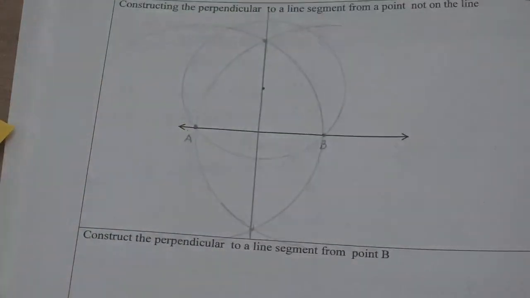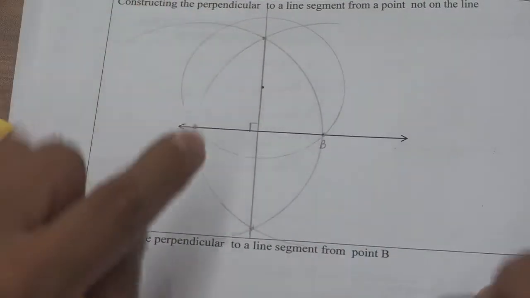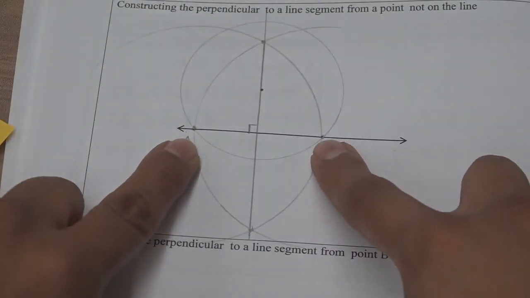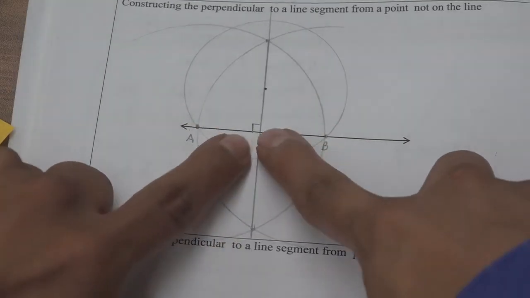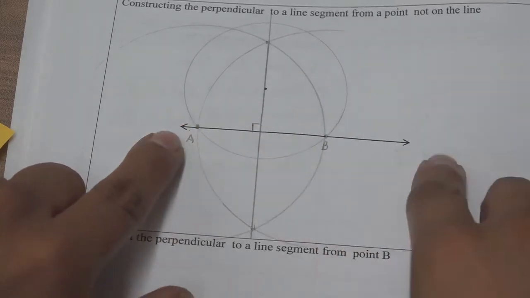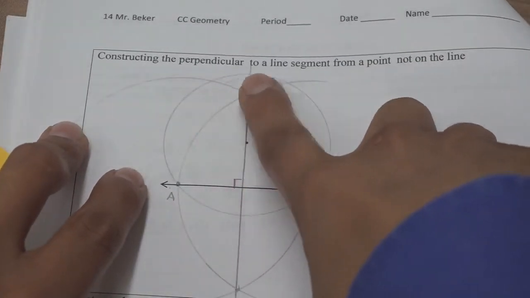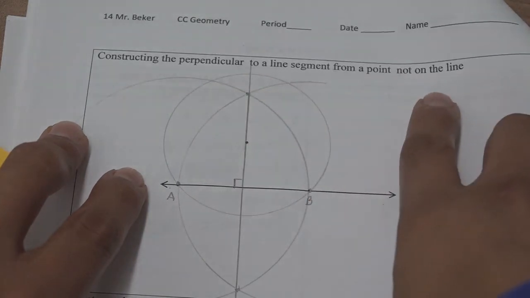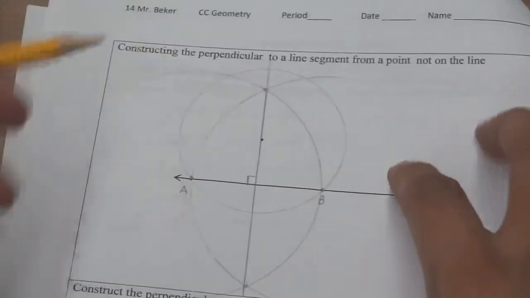So what just happened? Well, since I did the perpendicular bisector of this new segment, this is the midpoint of this segment and it's perpendicular. But it's just the midpoint of this segment, not the line. And the construction says, constructing the perpendicular to a line from a point not on the line. So this is the perpendicular to a line from a point not on the line.